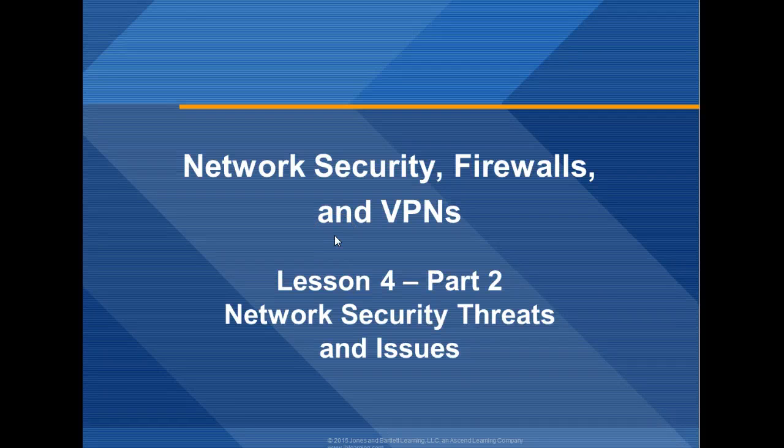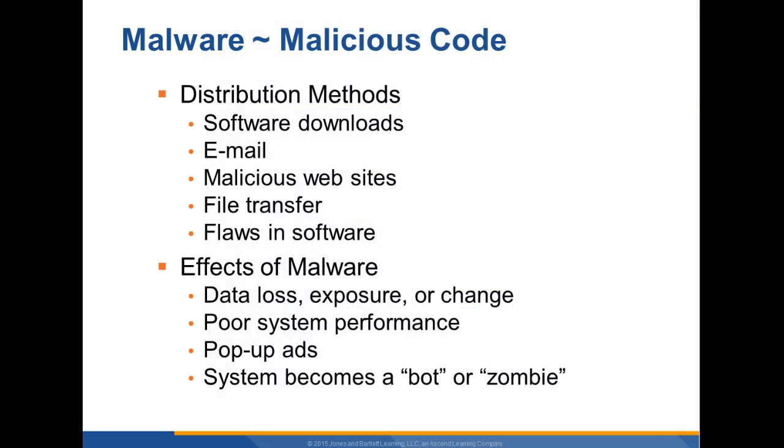This is part 2 of lesson 4, network security threats and issues. We begin by talking about malware, malicious code. There are several different distribution methods to cause malware to be placed on your system. They can be done by way of software downloads, email, malicious websites, file transfer, or flaws in software.